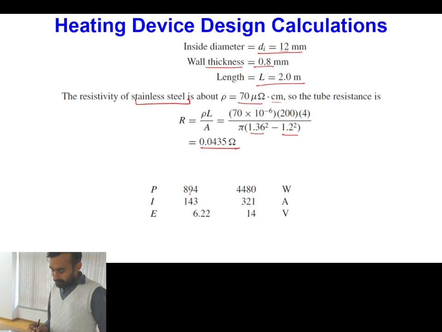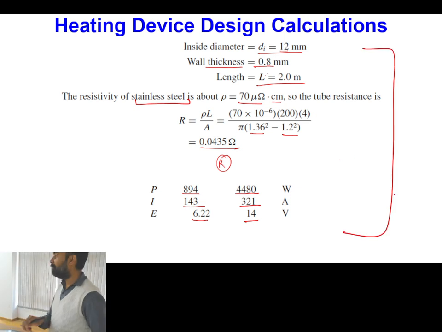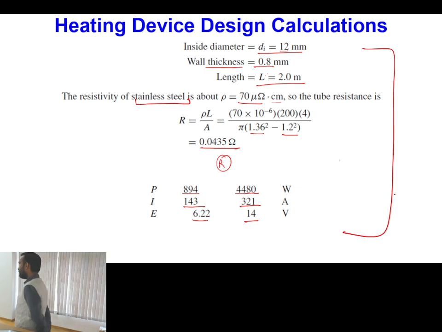Now if I consider power to be 894 and 4480, and I know how much is my resistance, then I square R will give me the value of the required current. So required current is 143 and 321 amperes, and corresponding voltage is 6.22 and 14 volts. Is this one clear? And of course one order issue is there. Before selecting the range of voltage measurement and current measurement, we should first perform this analysis. Is this one clear?